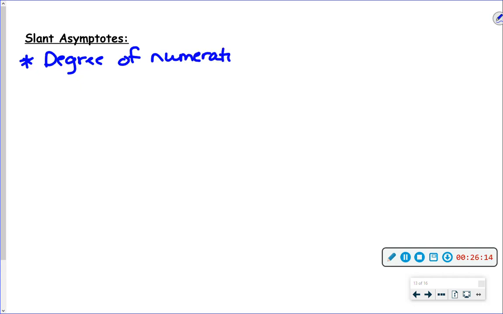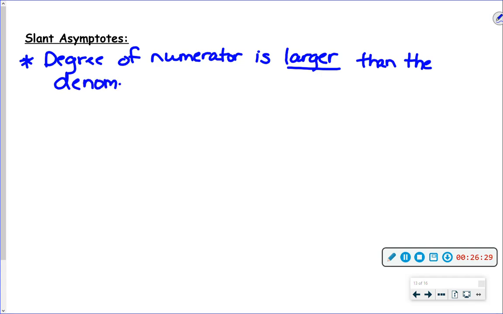Okay, so first, when do we have it? Degree of the numerator is larger, or bigger, whatever you want to say here, than the denominator. So that was, I gave you that little example, like x cubed over x squared. The top is bigger.